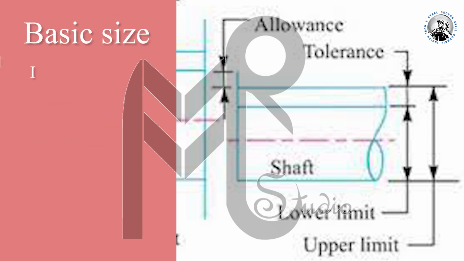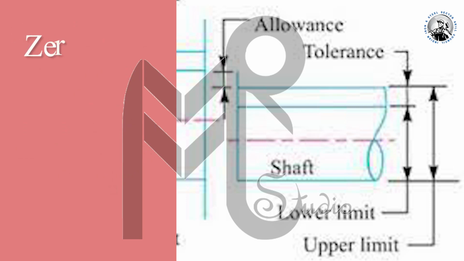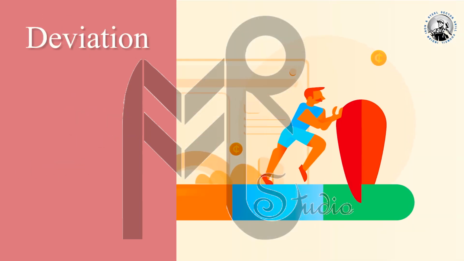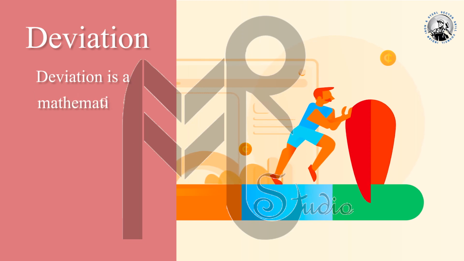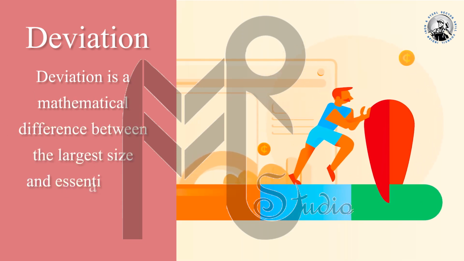Basic size, it is the size of the part in connection to which all points of variation are determined. Zero line, it is the line on which the tolerance zone is positioned. Deviation, deviation is the mathematical difference between the actual size and the basic size.